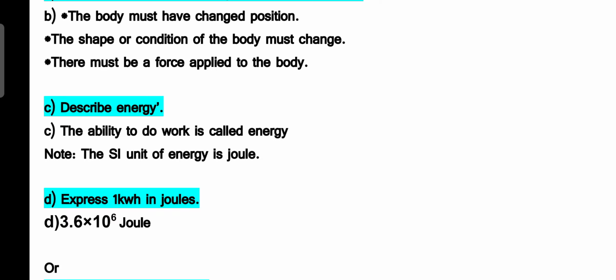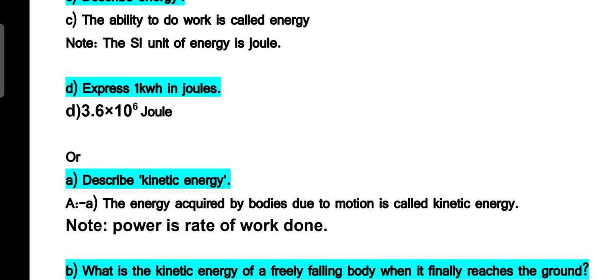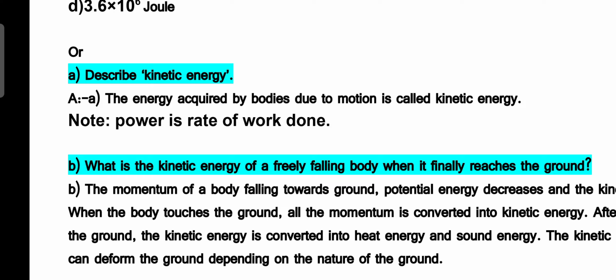Now, the question C asks, describe energy. The ability to do work is called energy. The SI unit of energy is joule. Express 1 kilowatt hour in joules. 3.6 into 10 to the power 6 joules is 1 kilowatt hour. Now, this question has got a choice also. In that, A, B, C parts are there. First question is, describe kinetic energy. The energy acquired by bodies due to motion is called kinetic energy.